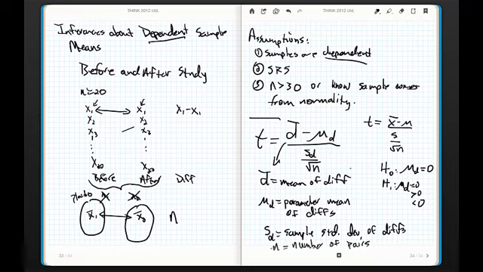And just like before, I'm going to put this in red: degrees of freedom is just n minus 1, just like always.